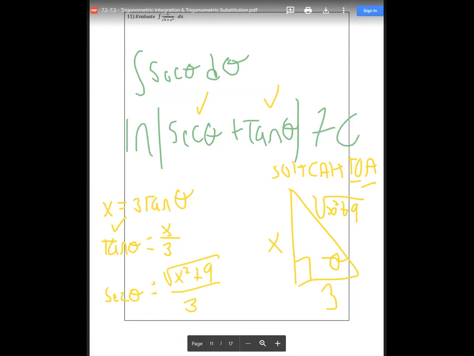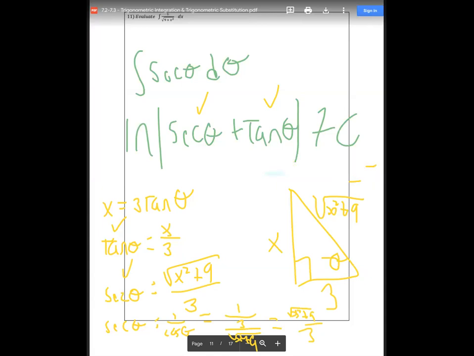If you ever forget that rule, you can know that secant of theta is equal to 1 over cosine of theta. And we know that cosine of theta is adjacent over hypotenuse, which is 3 over the radical x squared plus 9. And then when you simplify it, you get the same thing. That's just a backup, but I think that's an easier way to picture it. So now that we know what secant of theta is and what tangent of theta is, we just have to plug in, and then that's our answer.